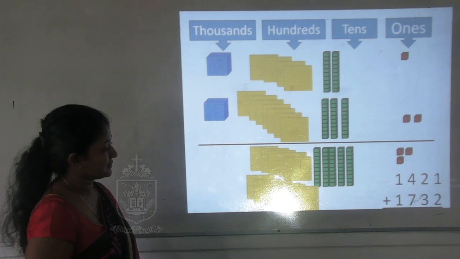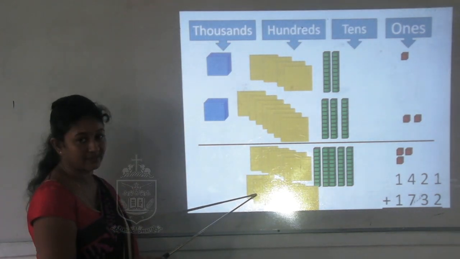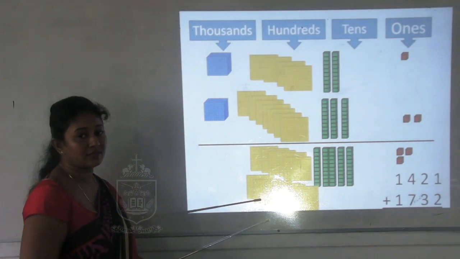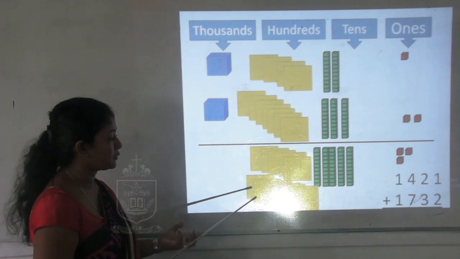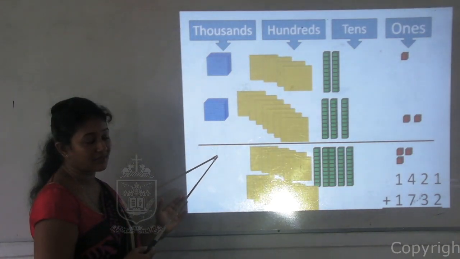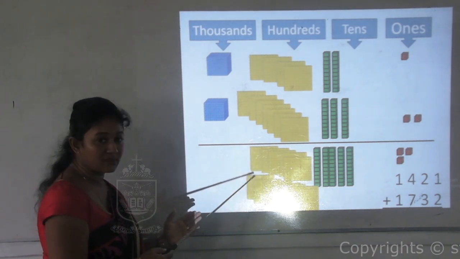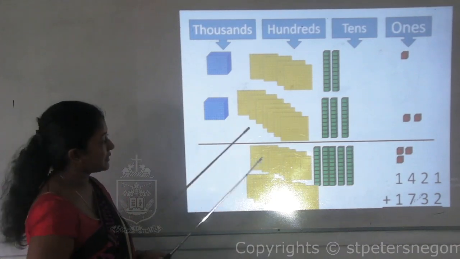1, 2, 3, 4, 5, 6, 7, 8, 9, 10, 11. Yes, you can see there are 11 hundreds. Do you know that we cannot keep 11 here? That means we have to take these 10 hundreds into the 1000 place, because by using these 10 hundreds we can make 1000. Let's see that.